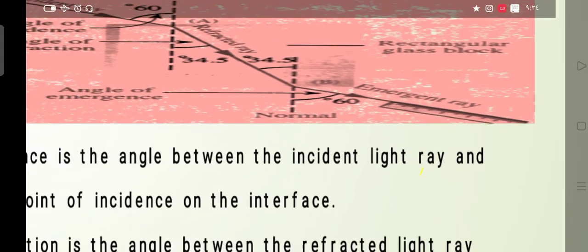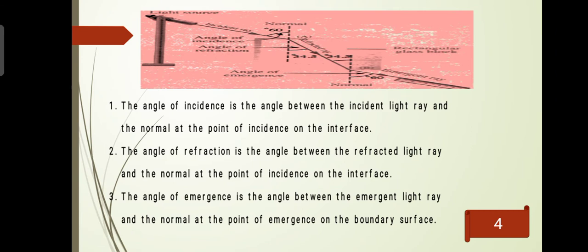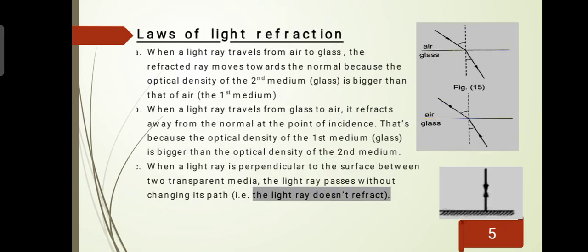And finally, we will talk about emergence angle. It is the angle between the normal and the emergent light ray. That's equal to 60. You notice what? That the incidence angle equals the emergence angle, equal 60, from this figure. Next, laws of light refraction.